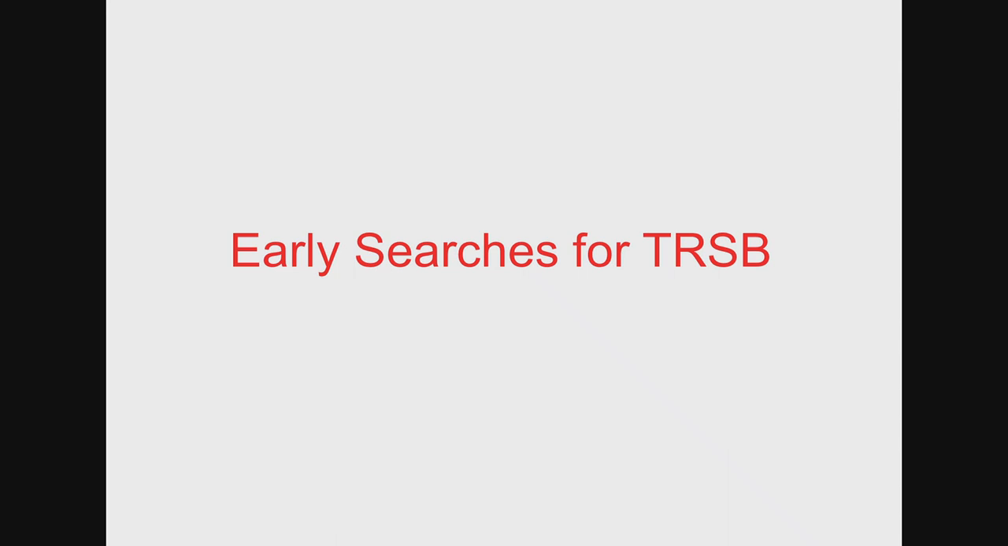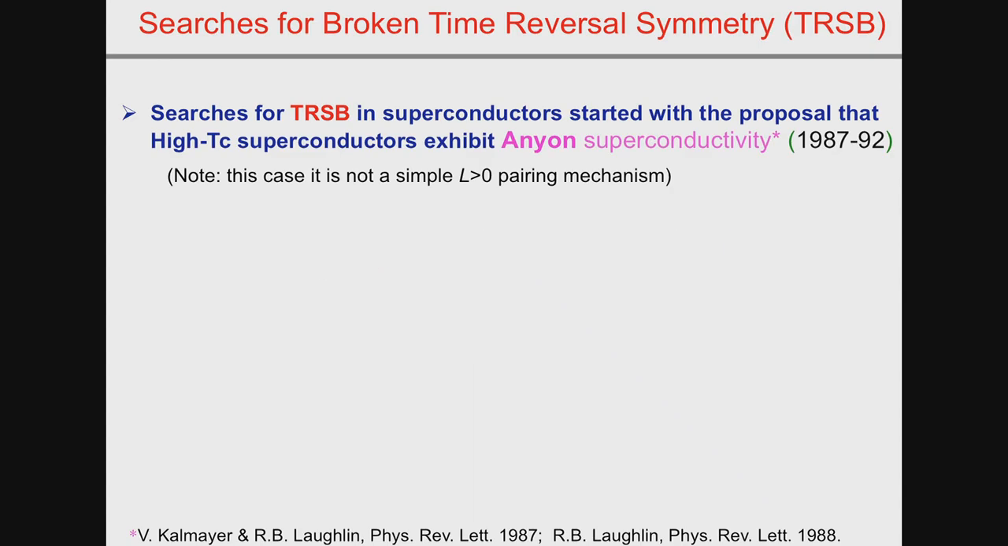Okay. Now, a little bit of history. Early searches for time reversal symmetry breaking. In fact, time reversal symmetry breaking in superconductors, at least to my knowledge, started with the proposal that high TC superconductors exhibit anyon superconductivity. This goes back to 1987. And in fact, I think that one of the very early places where a possible anyon superconductivity was announced was here. There was a conference here in Trieste in 1987. I was here, which means I'm old.